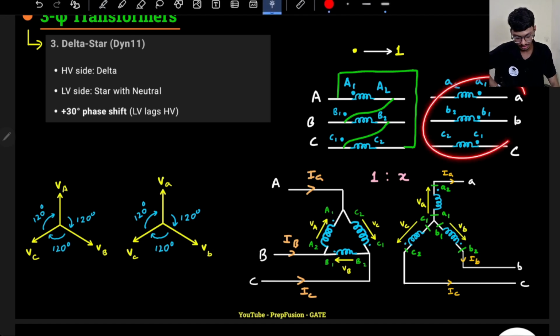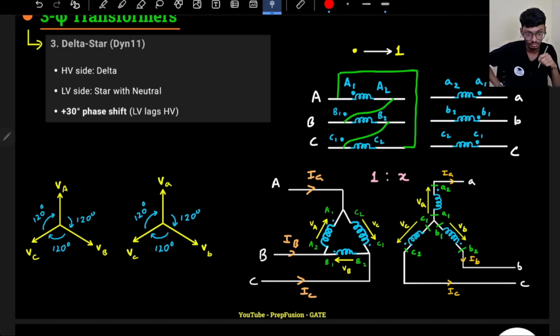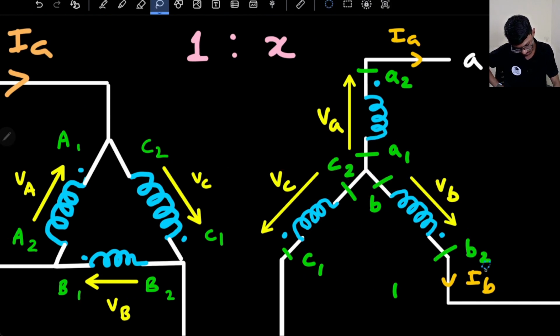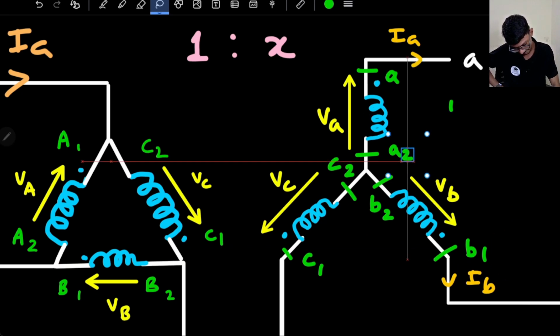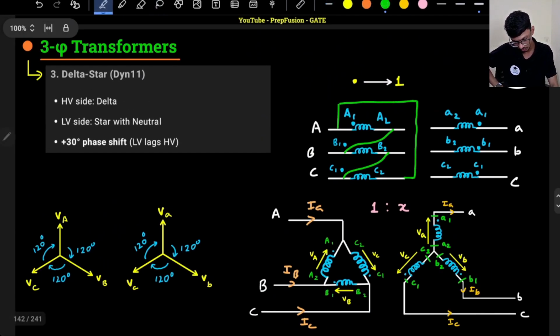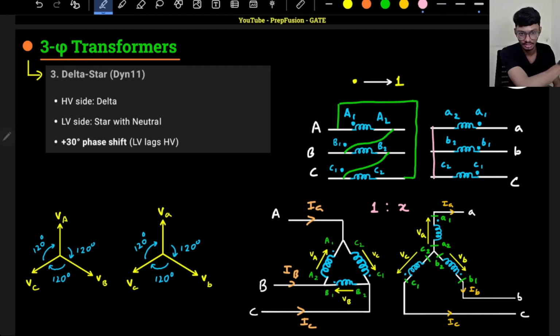Okay, so these are the connection diagrams. Now let's discuss the low voltage side. One thing is a mistake, sorry. The dot should have been with 1 only. Sorry, my bad. Here 1 should be outside and 2 should be inside. So A2, B2, C2 will all be shorted, and A1, B1, C1 are from where we are taking the output.